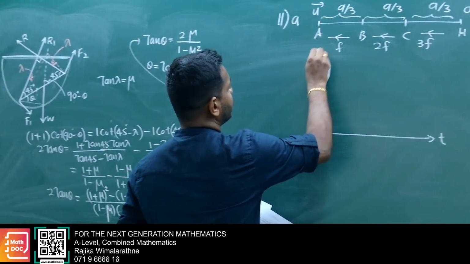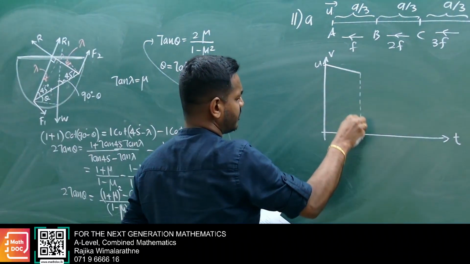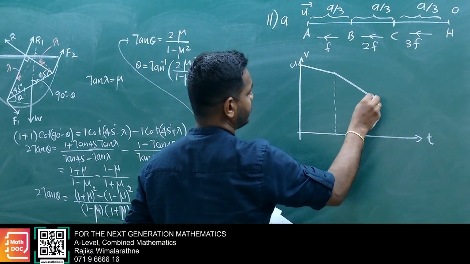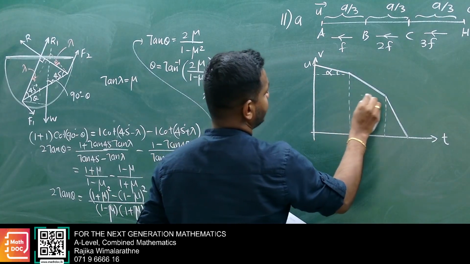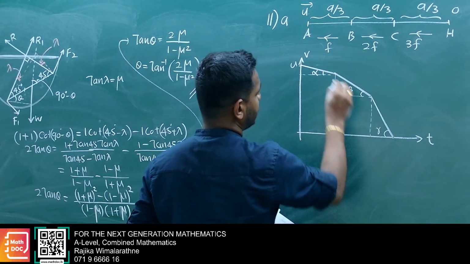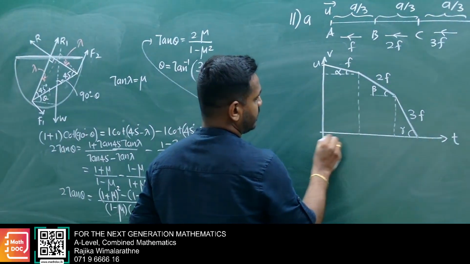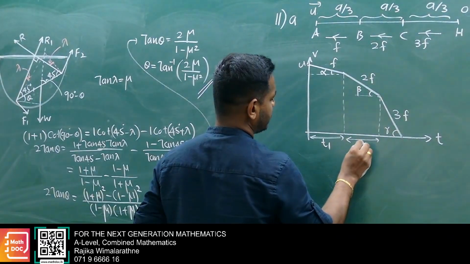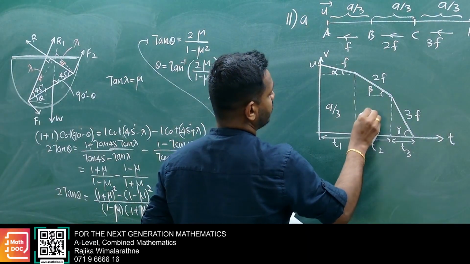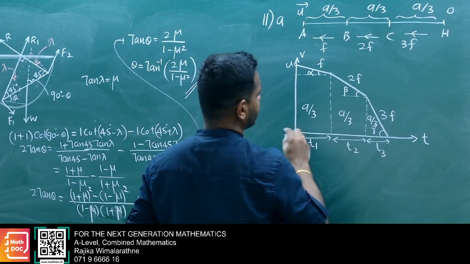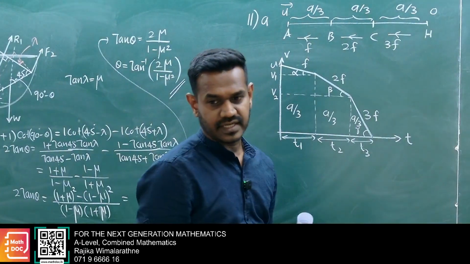Here time, velocity, initial velocity U, then retardation F, then 2F, then 3F. Take this angle alpha, this angle beta, this angle gamma. Here acceleration F, retardation 2F, retardation 3F. Then take these times T1, T2 and T3. Then here displacement A by 3, A by 3, A by 3. Then velocities V1 and V2. Here the sketch now.